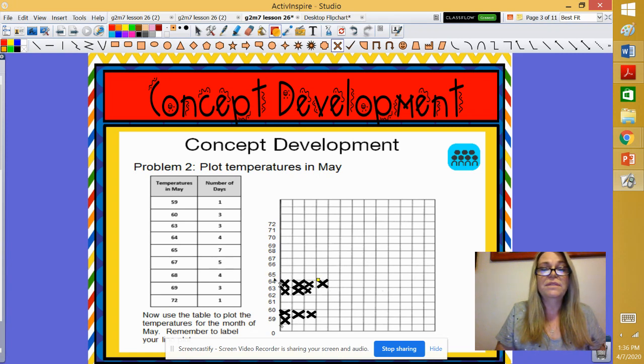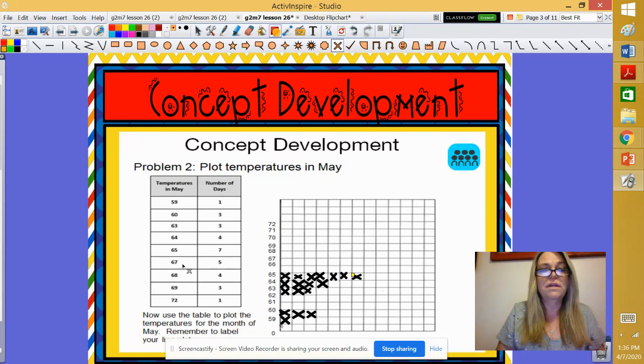The next number, 65. Do we have any 65 degree days? We sure do. How many? 7. Great job. So how many X's are we going to put by 65? 7. Good. All right. 1, 2, 3, 4, 5, 6, 7.